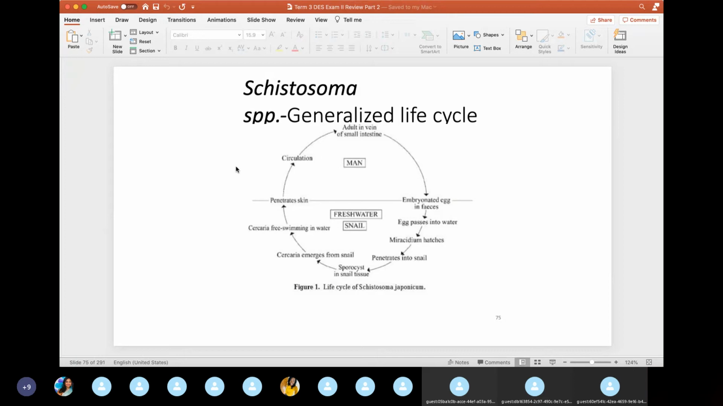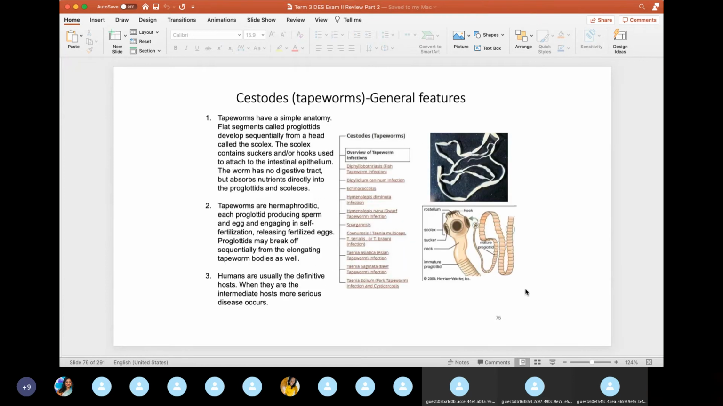All right, generalized life cycle. Don't forget the snail. What's the infective form? Metacercariae, if you ingest them, right? That's the point here. Okay, cestodes. Put a star here. You need to know the general features.